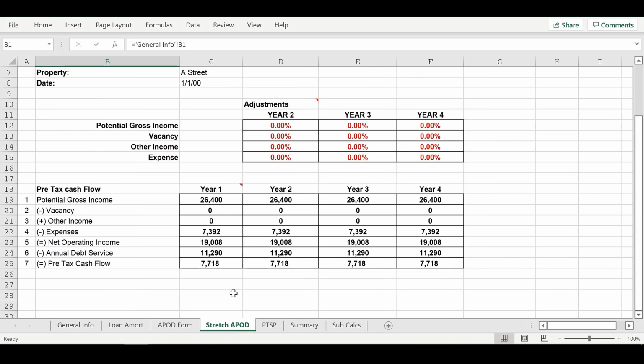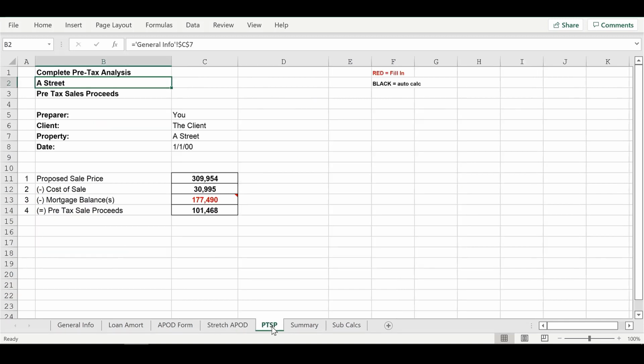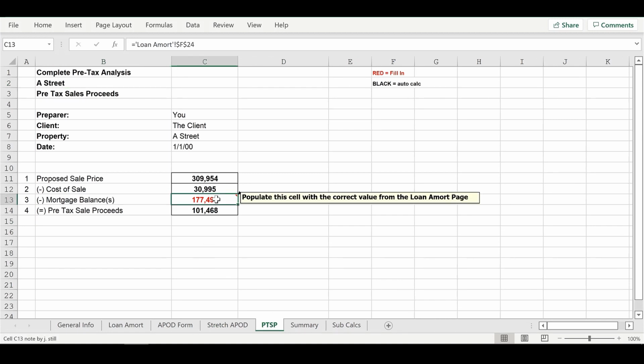Then we come over to the Stretch APOD, and one more time, these values here just come from this actual APOD form. This template's set up in a four-year analysis, and there's no changes going across, no increases or decreases in vacancy, expenses or income. Pre-tax sales proceeds. Now, just as it is with the other similar templates, you have to go grab the value and put it into the mortgage balance.